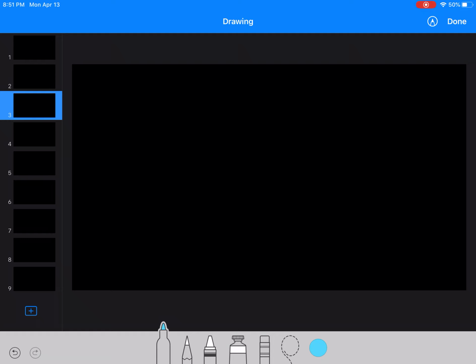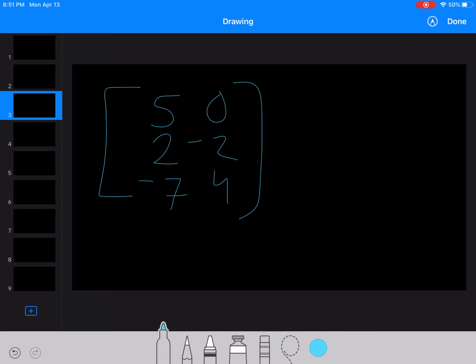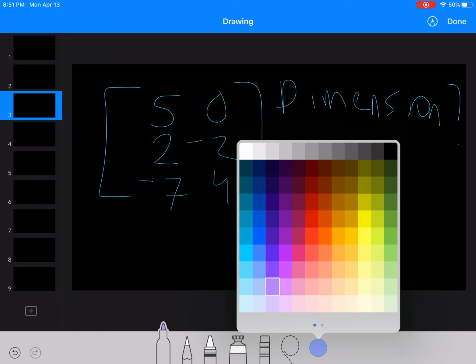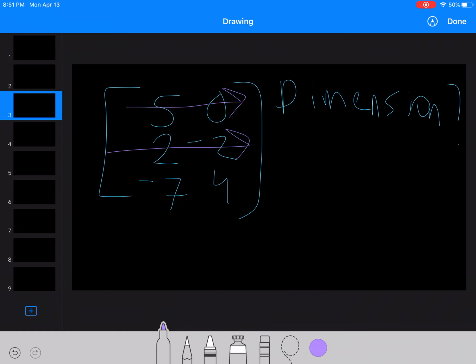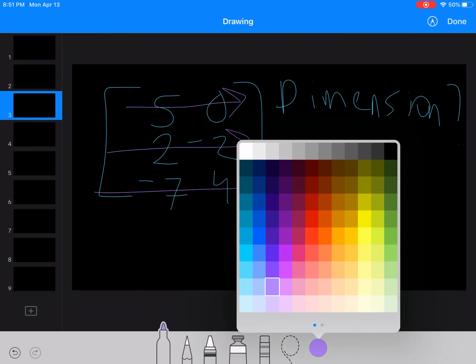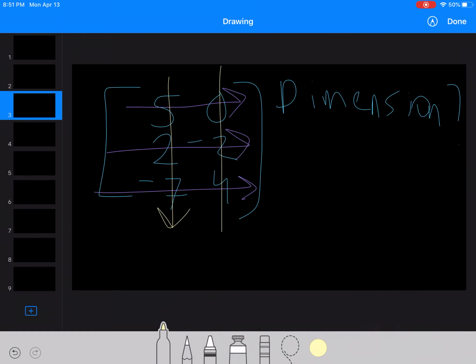All right, let's look at another one. So I have a matrix here, 5, 0, 2, -2, -7, 4. And we're going to check and see what the dimension of this matrix is. Okay, so let's use a different color here. So I have 3 rows by 2 columns. So this matrix we would call a 3 by 2.